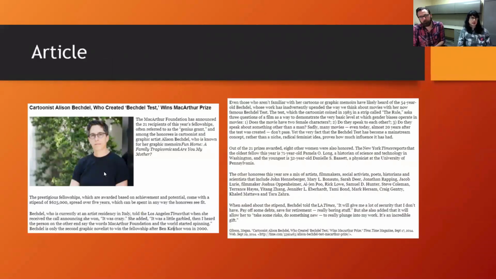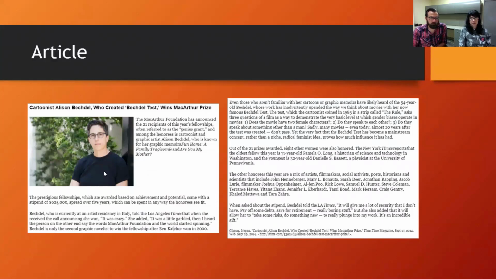So this is an article that I sometimes use in class. It is about Alison Bechdel, who created the Bechdel test, and she, a while back, won the MacArthur Prize. So this is an article about her winning the prize and what she's going to do with the money. She talks about saving for retirement and some things like this. So she's a queer person. She's the originator of the Bechdel test, which appeared in her comic, Dykes to Watch Out For.